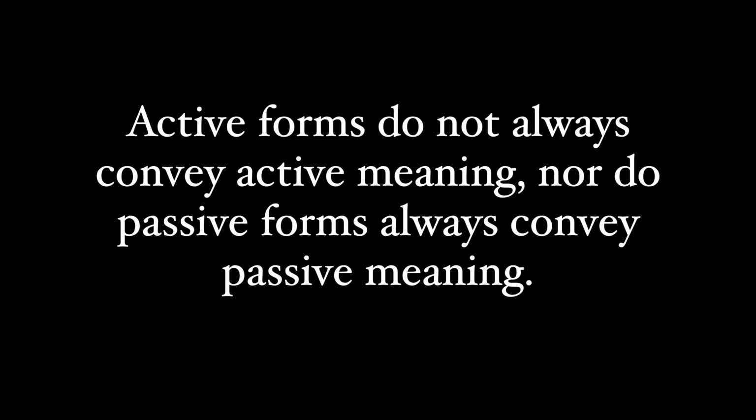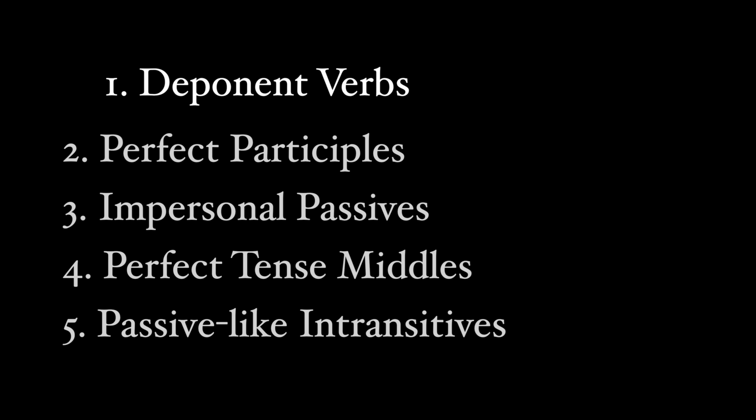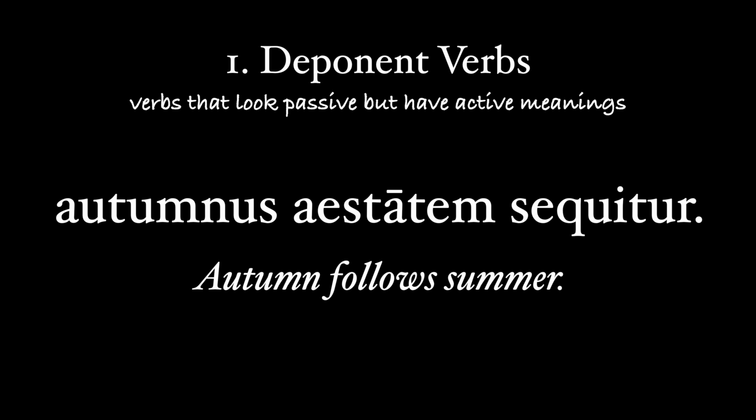So let's revisit this quote. Active forms do not always convey active meaning, nor do passive forms always convey passive meaning. There are five parts to unpacking the statement, with the first thing coming to mind being deponent verbs. These are verbs that look passive, but have active meanings, like the verb in autumnus aestatem sequitur, autumn follows summer, where our deponent verb sequitur looks passive, but is conveyed into English with the active meaning follows.